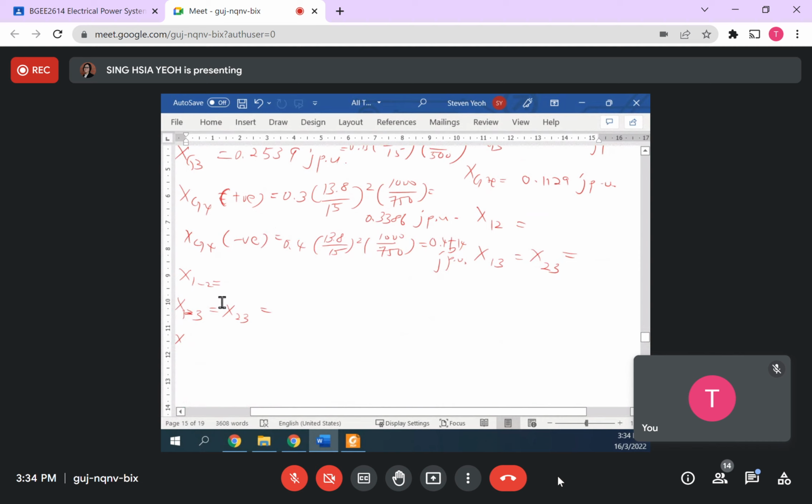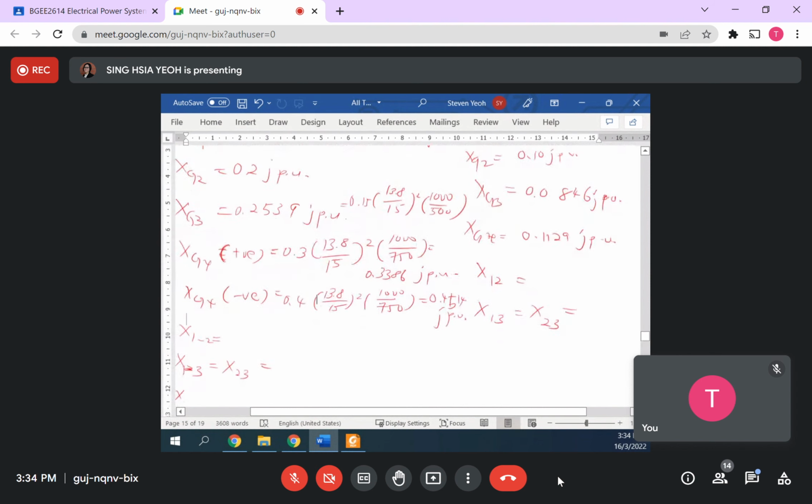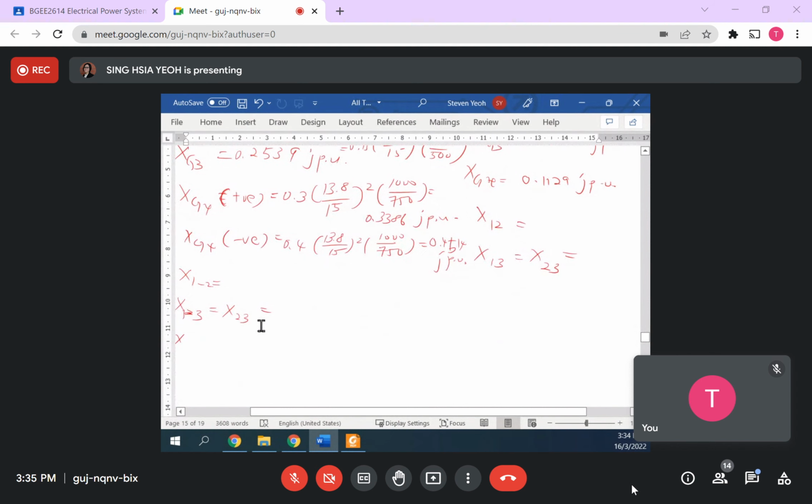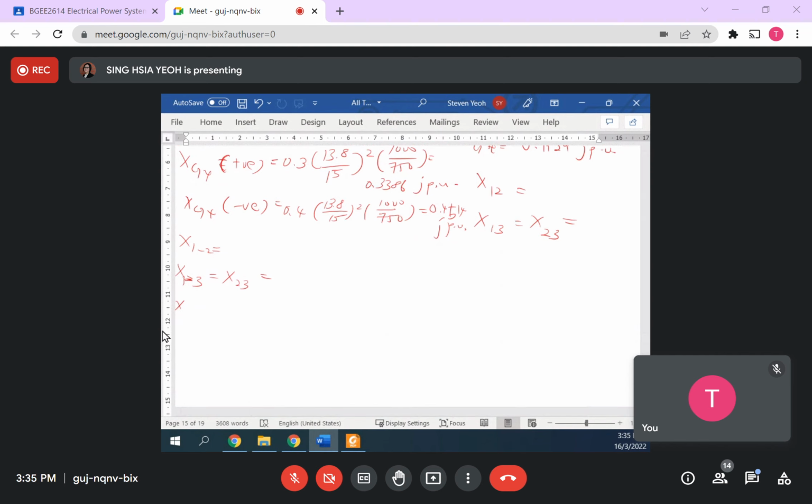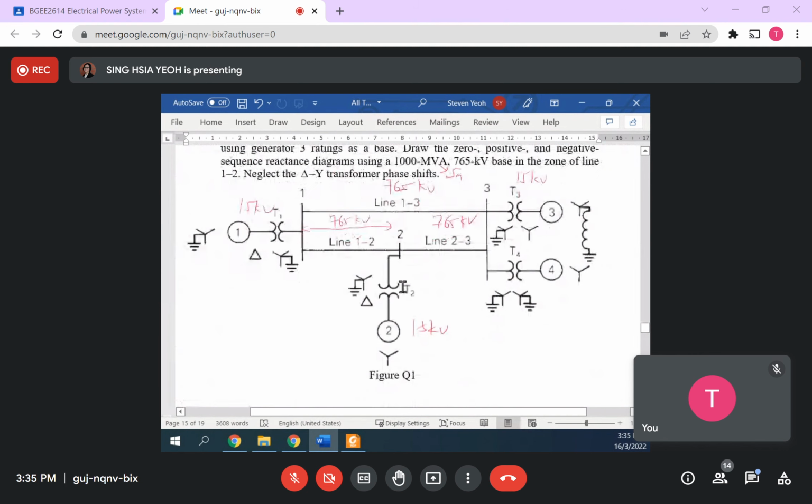X line. Yeah, before x9 we still need to do a transformer. X9, never mind, we continue with line first. So the base of the line should be how much? So base of the line, because all of them actually at the same place, right? So 765. So your V baseline will be what? V squared over S. 765K power 2 over 1000 M. So which is 585.23.